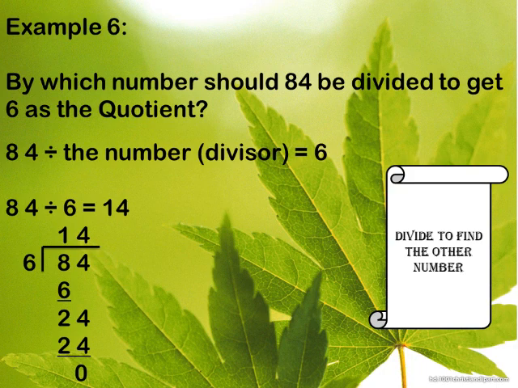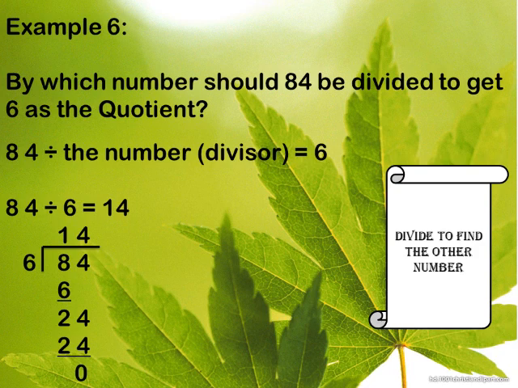And what else is given? 6 as the quotient. So dividend is given, quotient is given. So what is missing here? Divisor is missing. So how do you write the sum? 84 divided by the number is equal to 6. So what is missing? Divisor is missing.